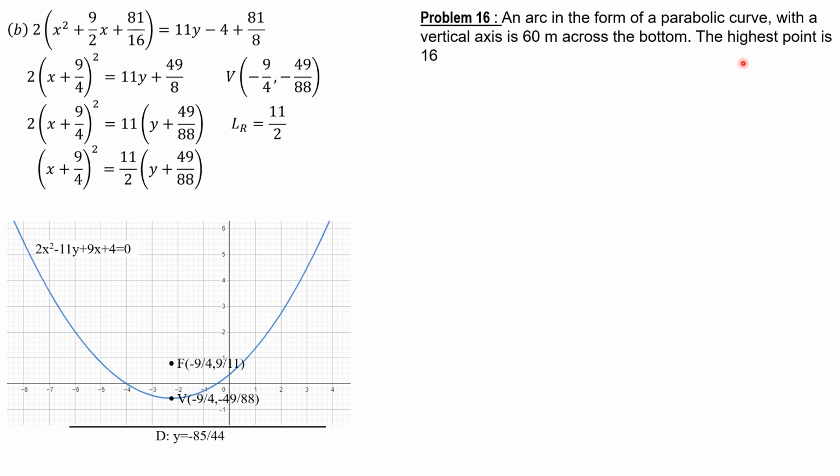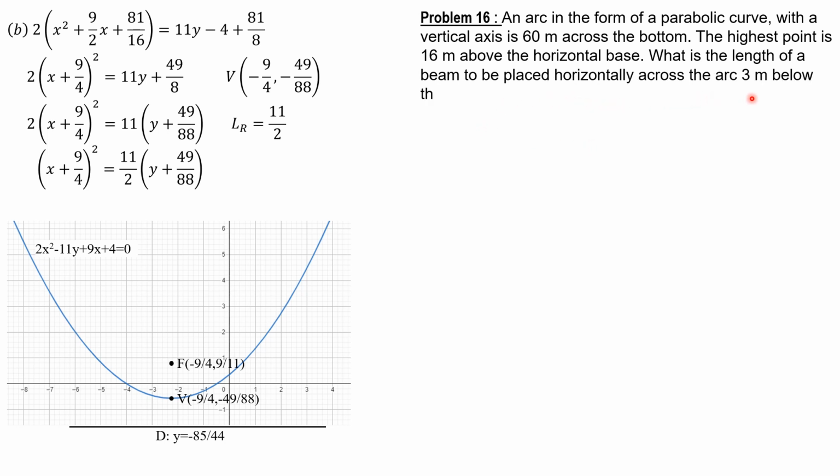Problem 16. An arc in the form of a parabolic curve with a vertical axis is 60 meters across the bottom. The highest point is 16 meters above the horizontal base. What is the length of a beam to be placed horizontally across the arc 3 meters below the top?